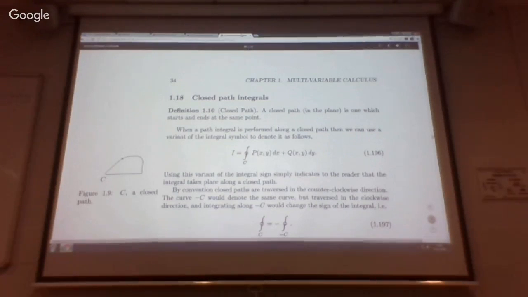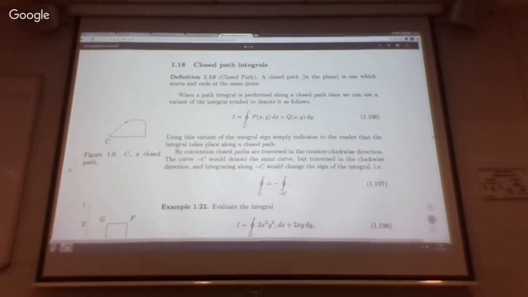So the question is, is there any kind of systematic or direct connection between these two types of integral? Well, there is. Green's theorem tells us how to relate these two types of integration and draw a strong connection between them. But first of all, we just introduce a bit of terminology.